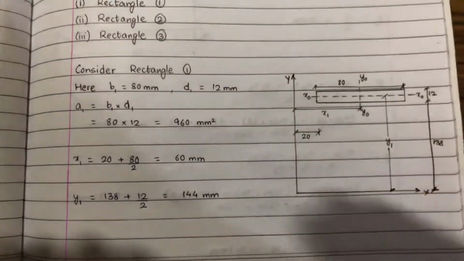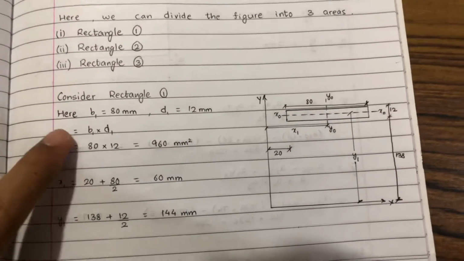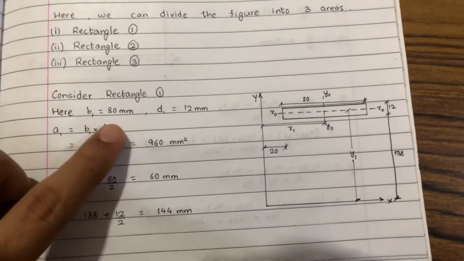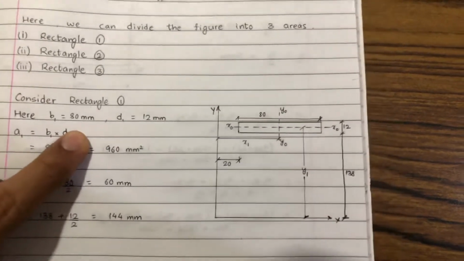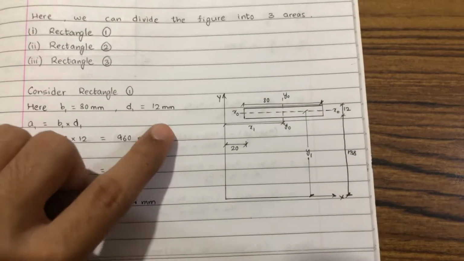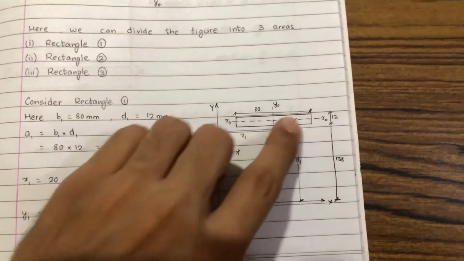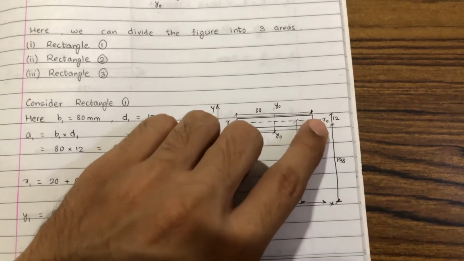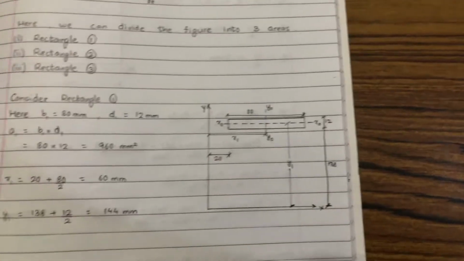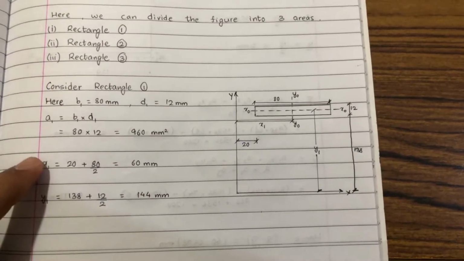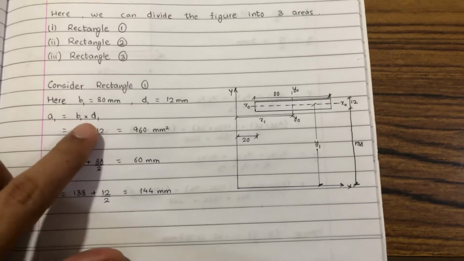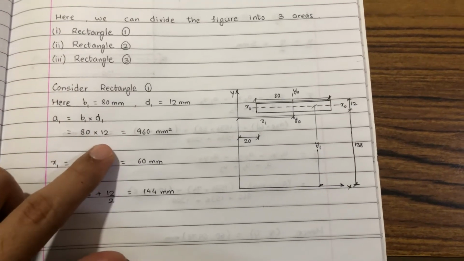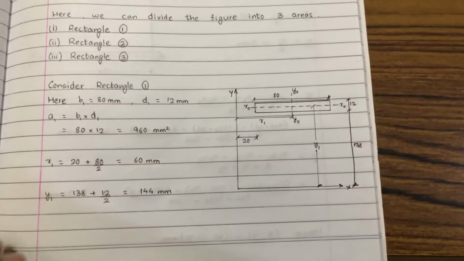So in this case, B1 is equal to 80 mm, and D1 is equal to 12 mm. You can see this is B1, equal to 80 mm, and this is D1, equal to 12 mm. So A1 will be what? B1 into D1, that is 80 into 12, equal to 960 mm square.